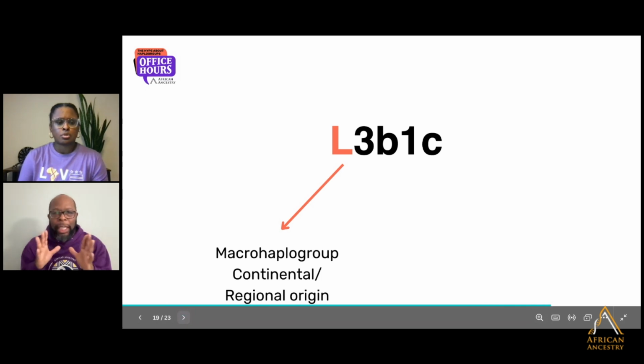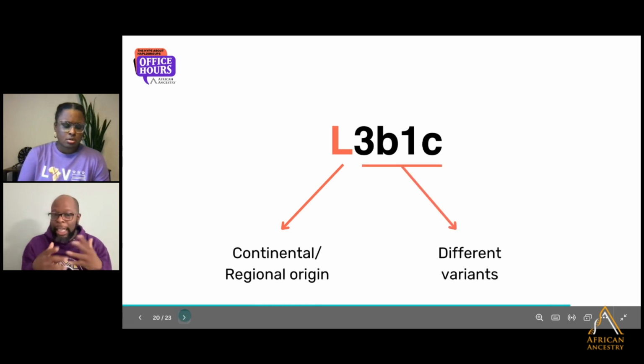Generally speaking, when you look at the way the haplogroup is written, with the letters and the numbers, the first capitalized letter usually indicates the macro haplogroup, which is the continental or regional origin of the haplogroup, right? So L haplogroups are seen in Africa. The rest of the letters and numbers after that capital letter signify other variants along that haplogroup lineage, right? And these other letters and numbers don't have any specific meaning.